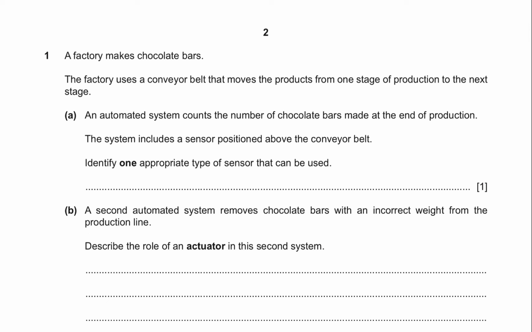The first question in this question paper is asked: a factory makes chocolate bars. The factory uses a conveyor belt that moves the products from one stage of production to the next stage. An automated system counts the number of chocolate bars made at the end of the production. The system includes a sensor positioned above the conveyor belt. Identify one type of sensor that can be used. One type of sensor that could be used is an infrared sensor.